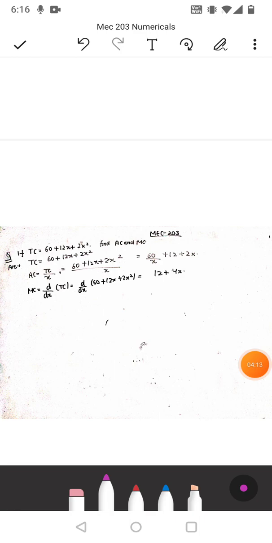In this question we are given TC equals 60 plus 12x plus 2 to the power x square.